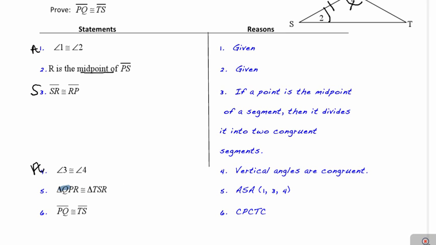And notice that segment PQ and TS, those are corresponding sides in the triangles, so we can make our final conclusion by CPCTC. Now you should have a better idea of how to use CPCTC and the circle theorem.